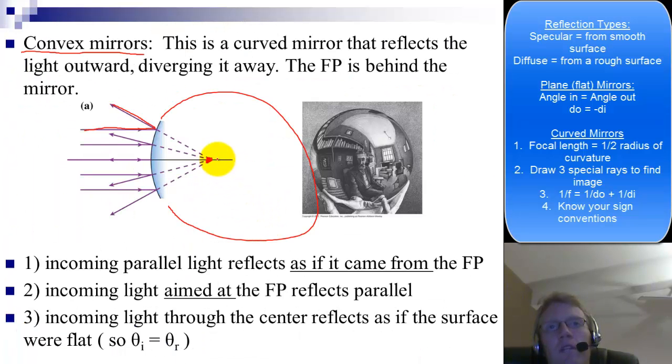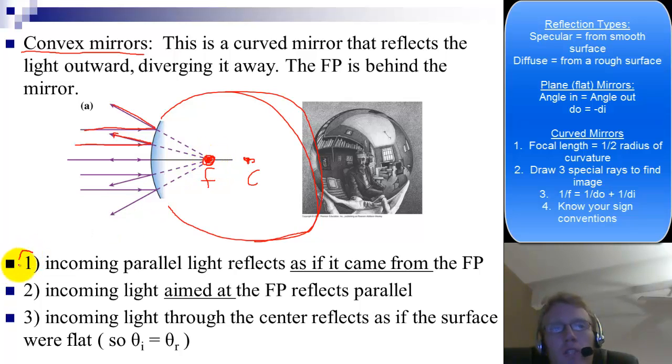Same thing for this one. Here's the center, not drawn very well, but here's the center, and here's the focal point. All these light rays coming in bounce off away. They get diverged away, so it's typically called a diverging mirror. The light rays diverge away as if they came from this focal point.